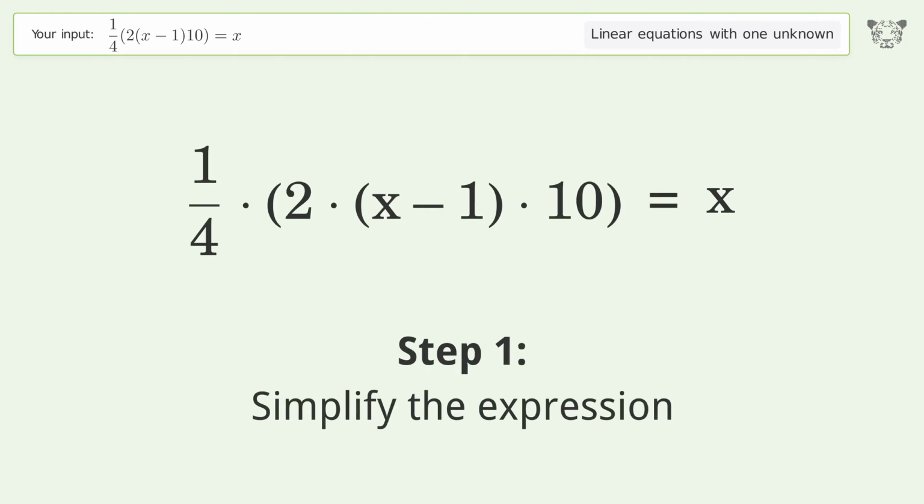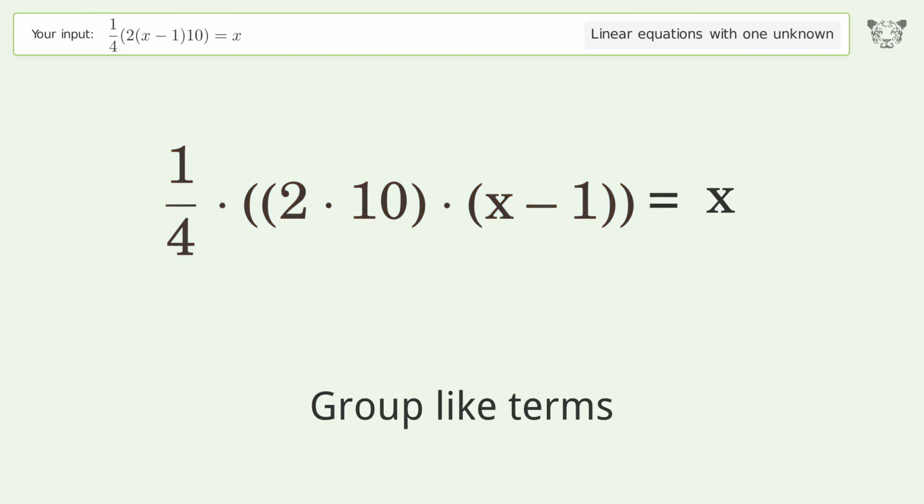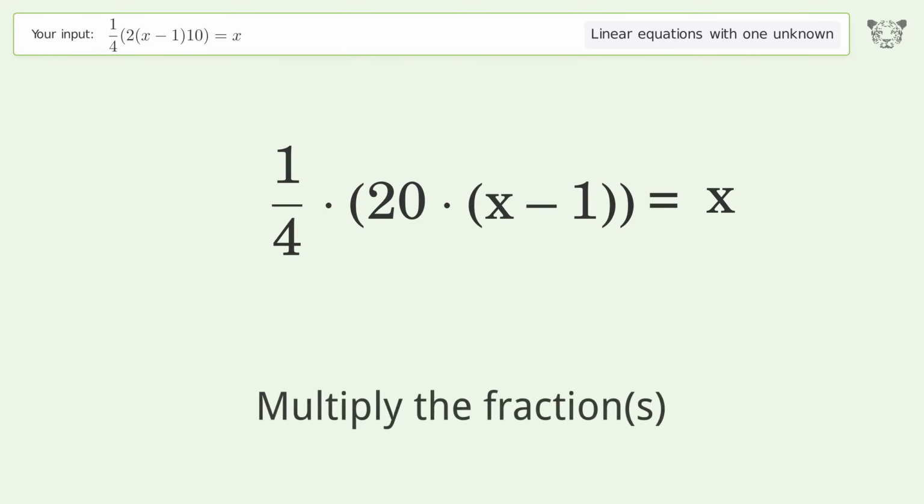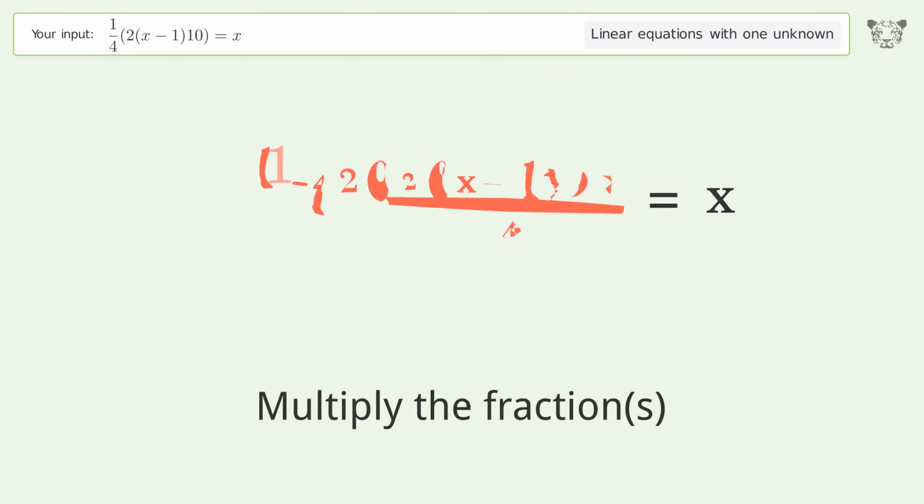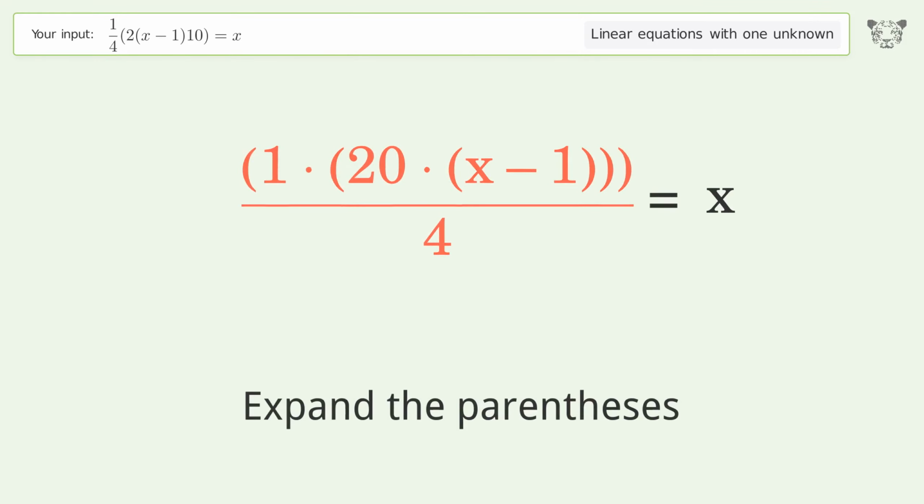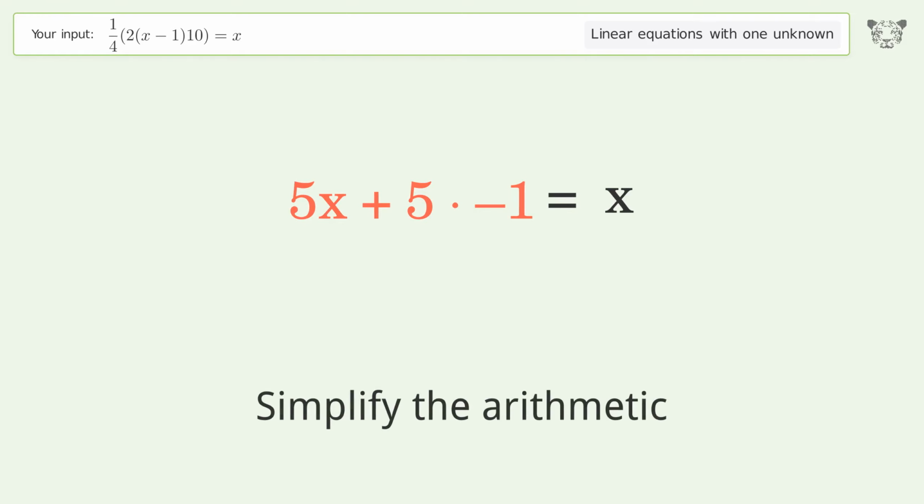Simplify the expression. Group like terms. Multiply the coefficients. Multiply the fractions. Expand the parentheses. Simplify the arithmetic.